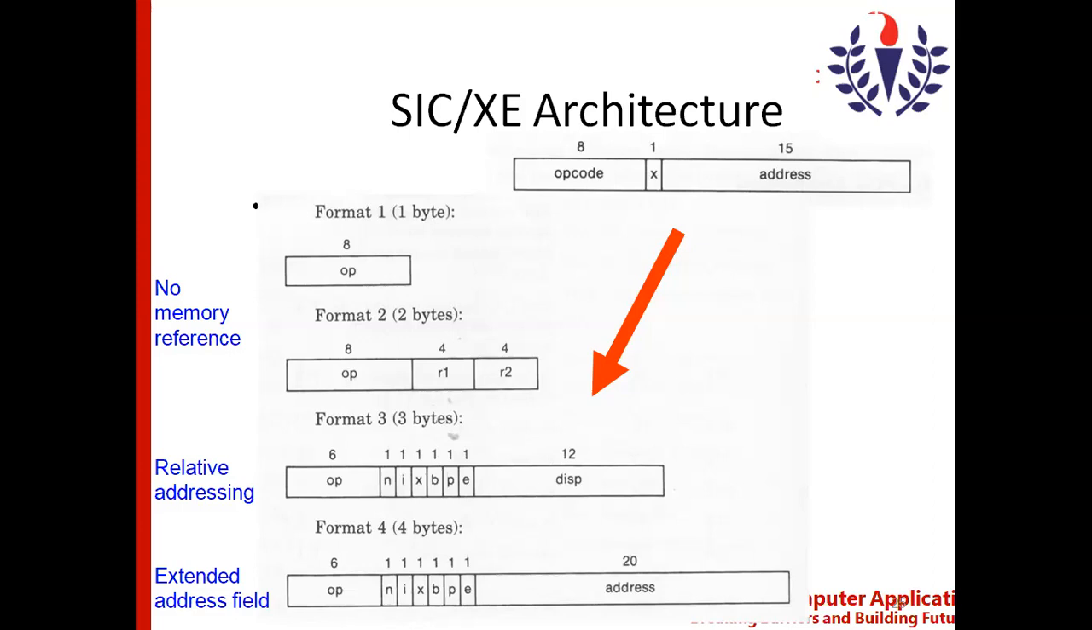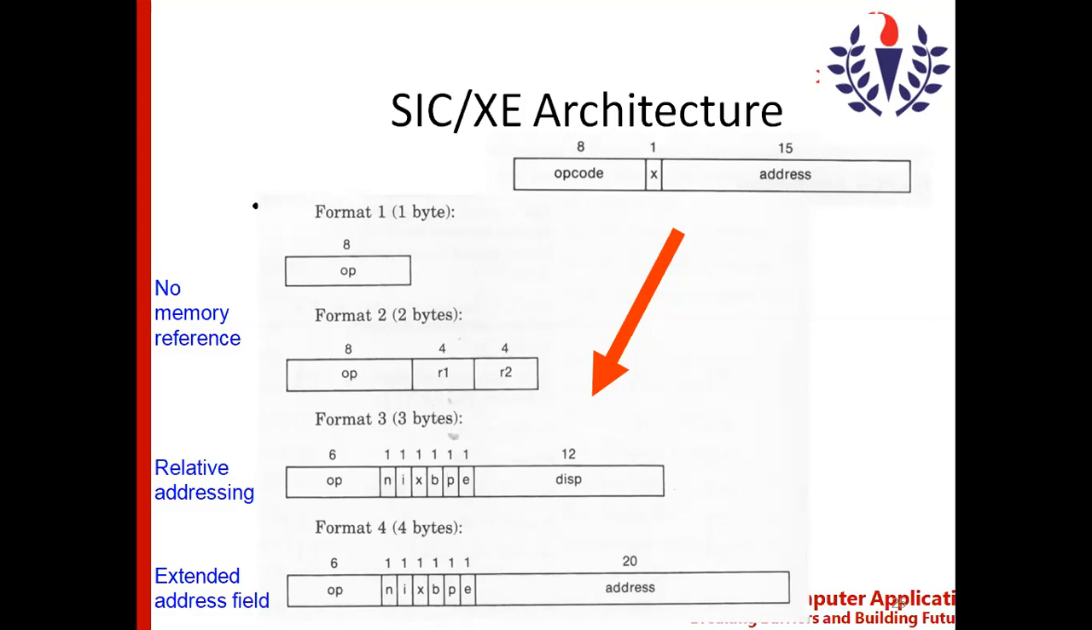Coming to relative addressing, we have format 3. In format 3, if you look at the address field, here we don't use an address. Instead, we use the displacement. What I mean by displacement is, in order to find the actual address, we have to use the displacement, how far it is from the actual address. Here we use the displacement concept so that we will be able to get the actual address.